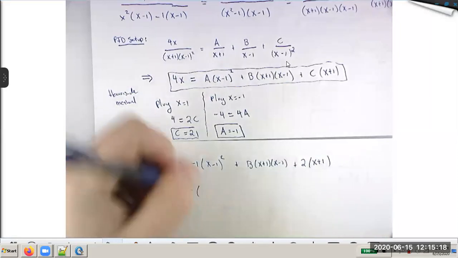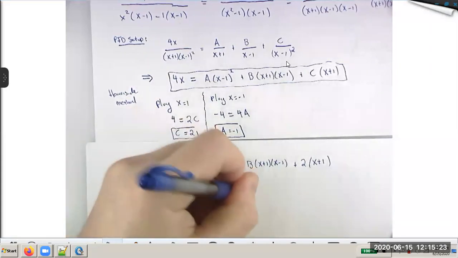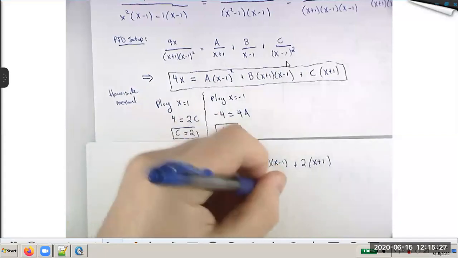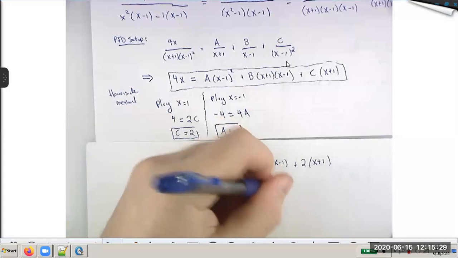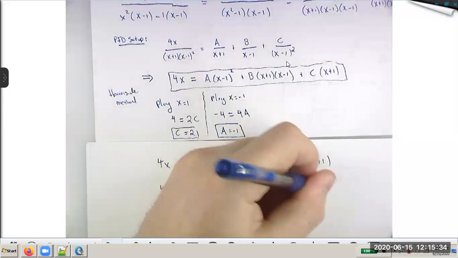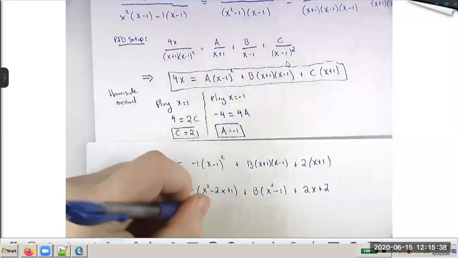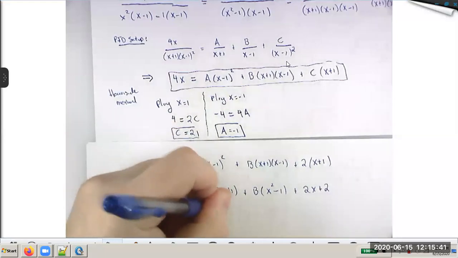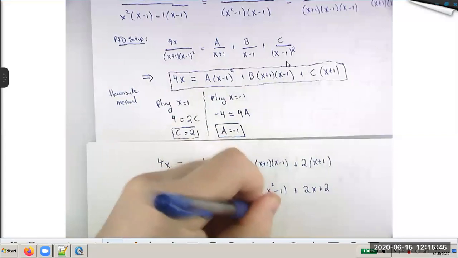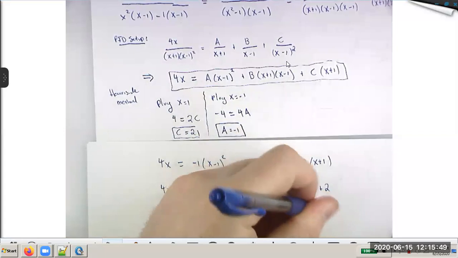This is -1 times x squared minus 2x plus 1 plus b times x squared minus 1 plus 2x plus 2, which is the same as -x squared plus 2x minus 1 plus bx squared minus b plus 2x plus 2.